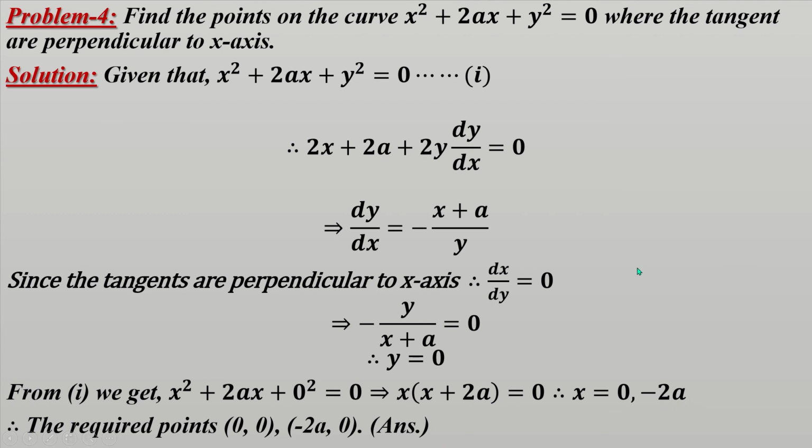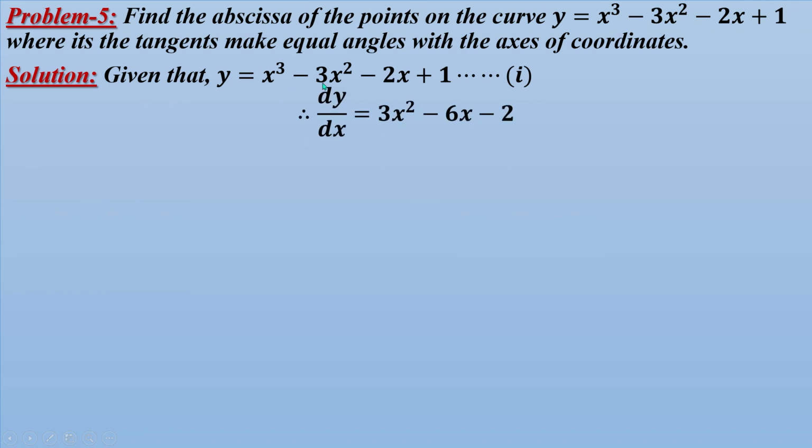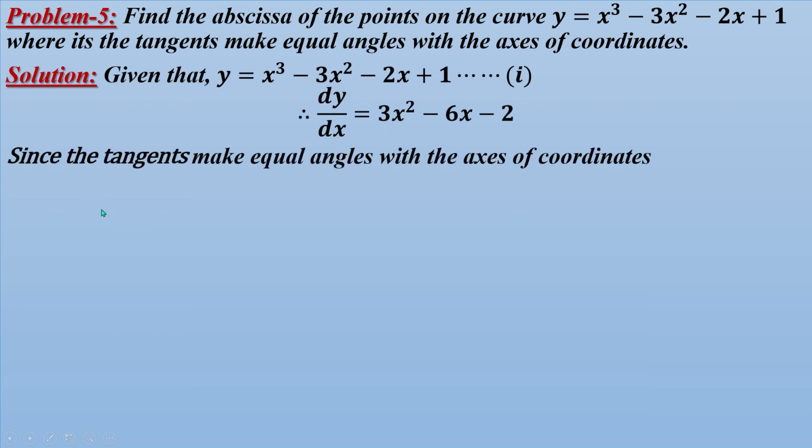Okay, I have already discussed four formulae and the last one will be derivative of y with respect to x equal to plus minus 1, or tan plus minus 45 degree, when tangent makes equal angle with the axis. Clear? Last one, find the abscissa of the points on the curve where its tangents make equal angles with the axis of coordinates. This is a given condition. Since the tangents make equal angles with the axis of coordinates, therefore, derivative of y with respect to x is equal to tan plus minus 45 degree, which is equal to plus minus 1. But that means derivative of y with respect to x is equal to this.